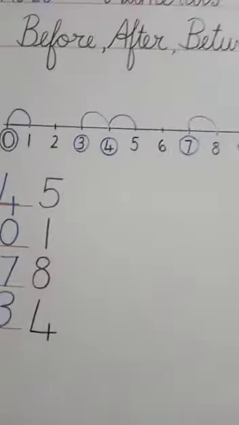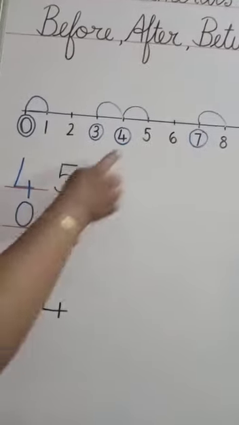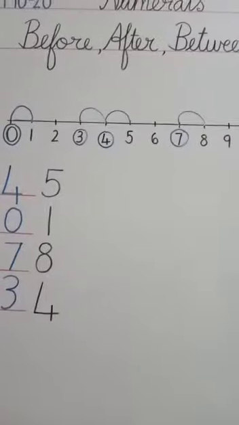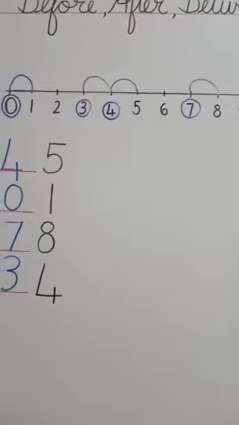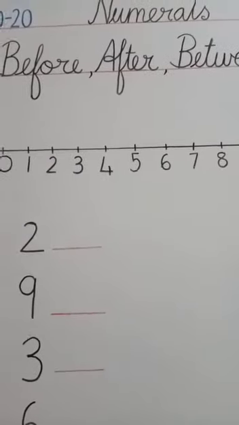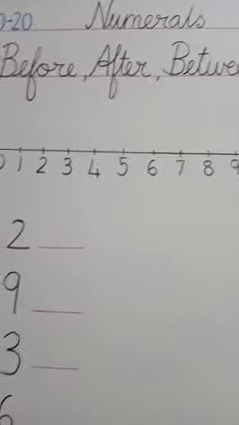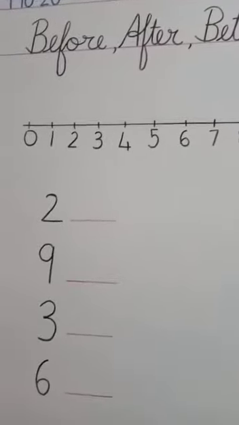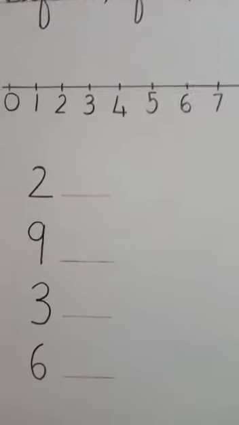Got it, children? What is before numbers? So anything that comes before this way, okay? Go to the left. So that is the before number. Okay? Children, now we'll see our after numbers. We just learned before. Now let's see what is after numbers.